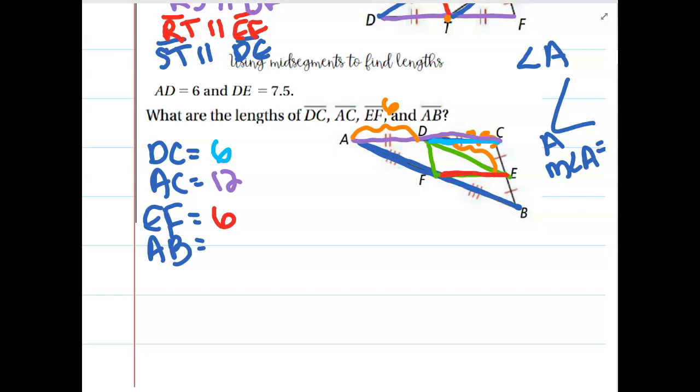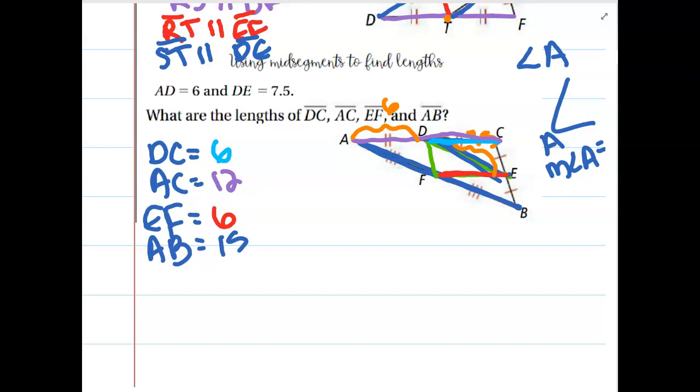What's the mid-segment that would be parallel to AB? DE. And I know it's kind of hidden in there, but I did have DE, right? DE is 7.5. So if DE is 7.5, what's AB? Twice that, yeah. Good. That's all we're doing today.